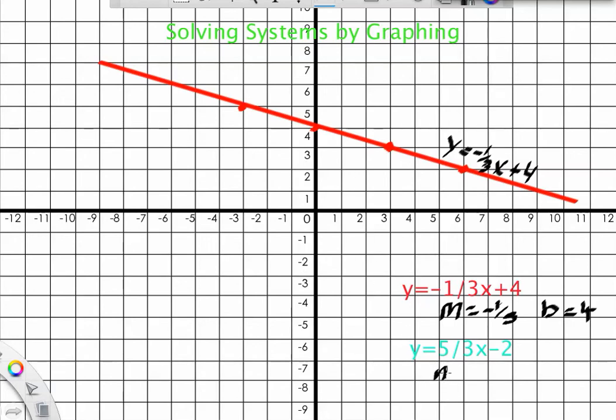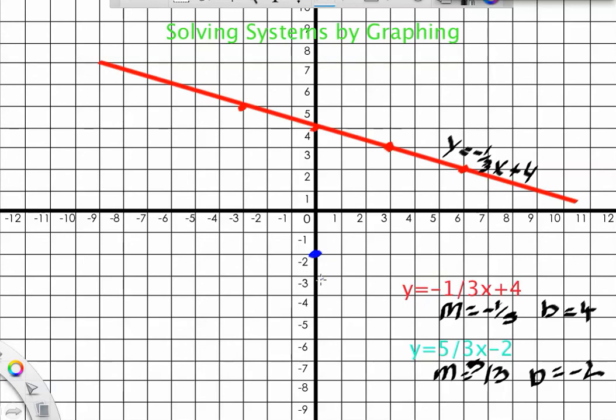Our m value, which is the number that's sitting right next to x, or fraction, we hope it's a fraction, it's positive 5/3. That's our m value. Our b value this time is a negative 2. So again, the b value is what I want to graph first. I'm going to go here to the blue and make some blue dots. The first blue dot I'm making is down here at negative 2 on the y-axis.